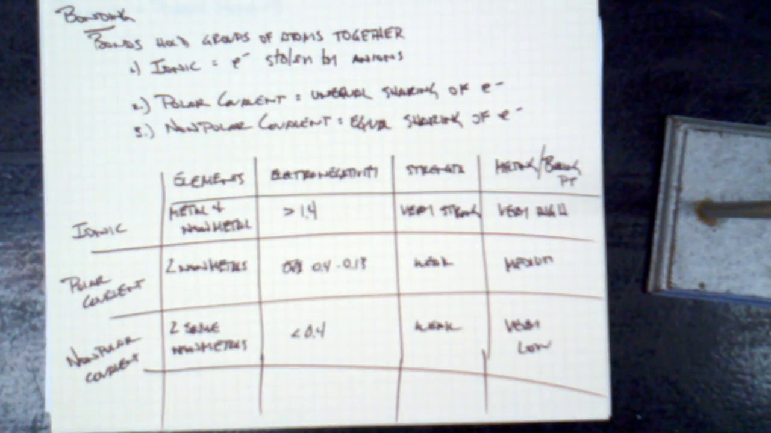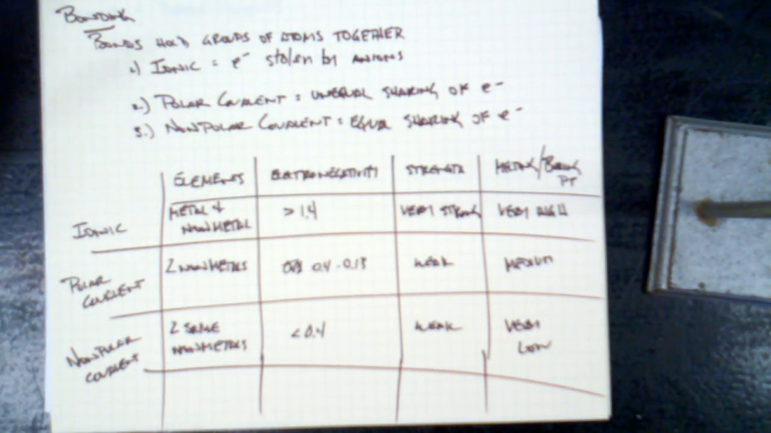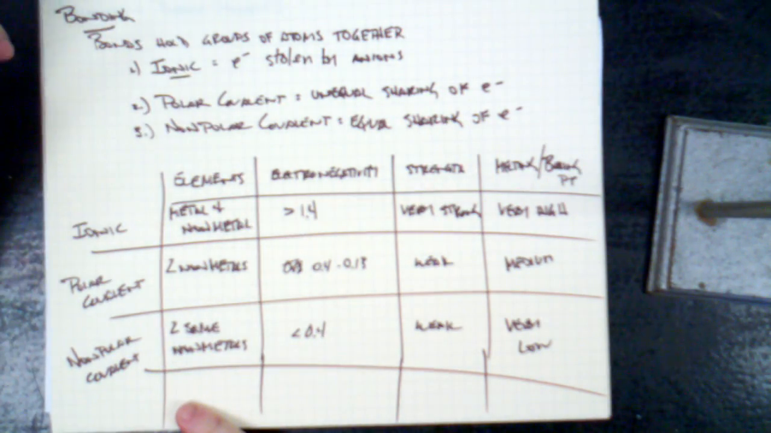Okay, now we move into a new chapter on bonding. So this is chapter 12. Bonds hold groups of atoms together, but they do it in different ways. Ionic bonds actually steal electrons.